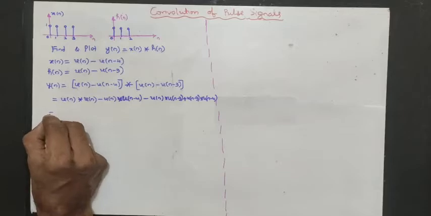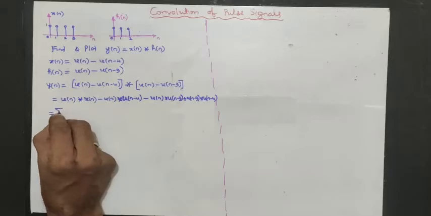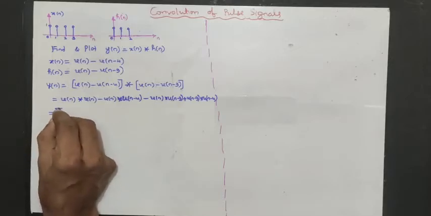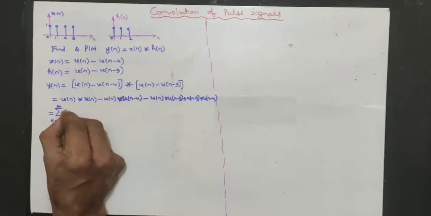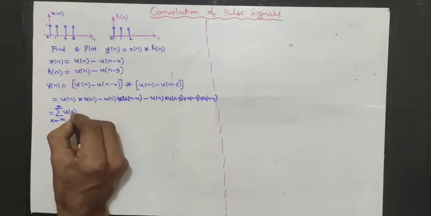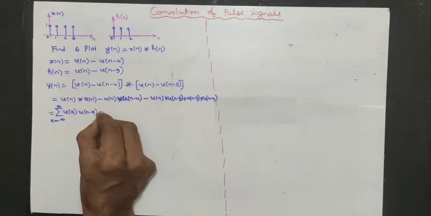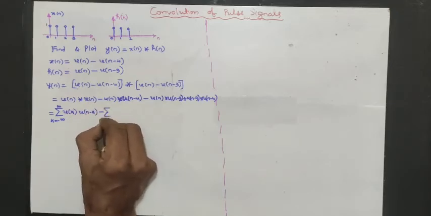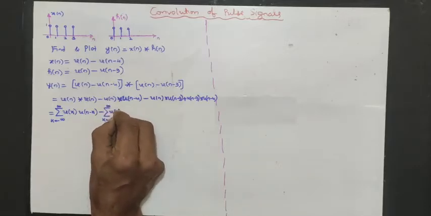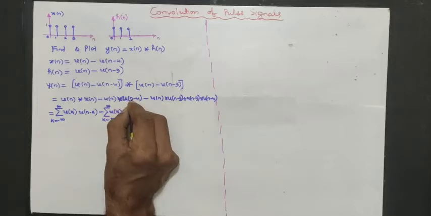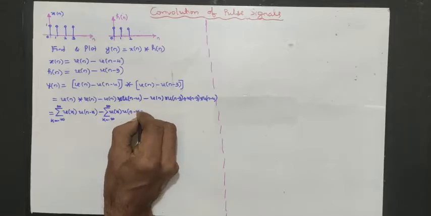How exactly to apply the convolution formula? You know that it is the summation from k equal to minus infinity to infinity. This is the first signal, this is the second signal. For the first signal, instead of n you use k: u(k). The second signal is u(n-k). Similarly, minus the summation from k equal to minus infinity to infinity of u(k), and here instead of n it is n-k, hence it becomes u(n-k-4).